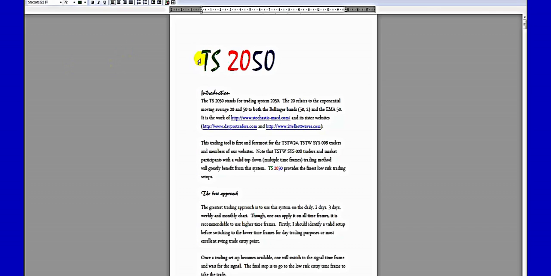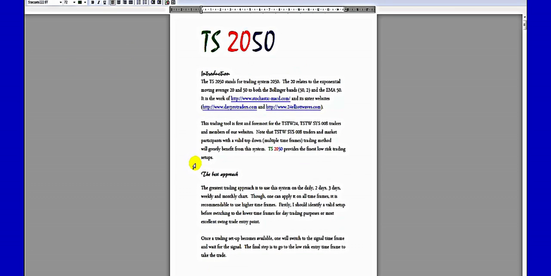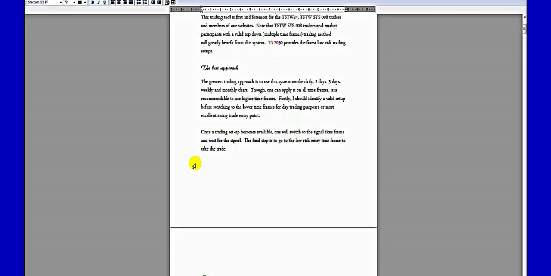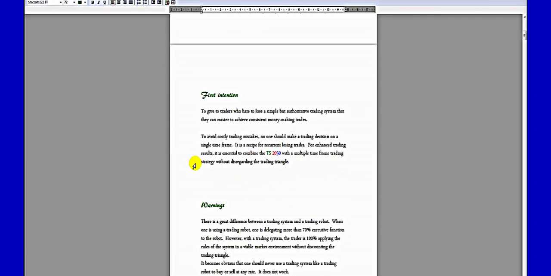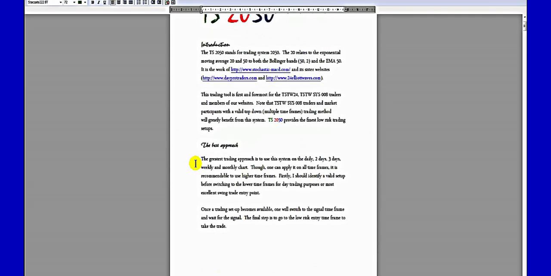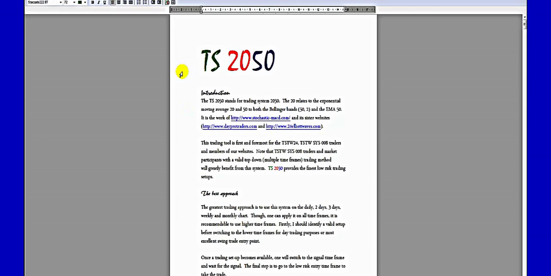This is the document of the TS2050. As I say to traders, I've started writing this for them and I've completed it. There is more work to be done, the final touch, and then we'll be ready by Thursday, the 24th of October 2013.